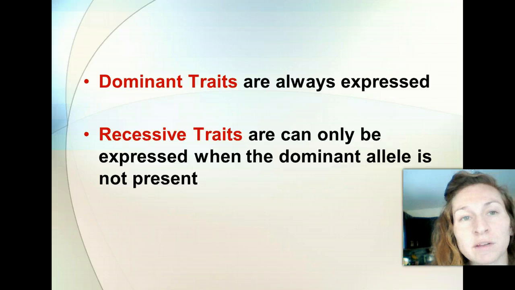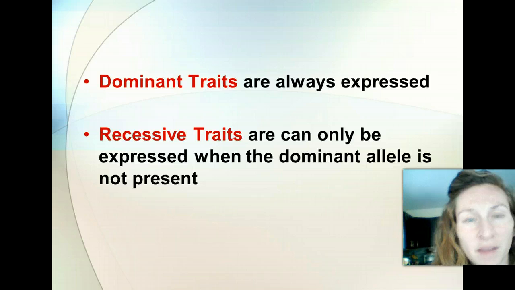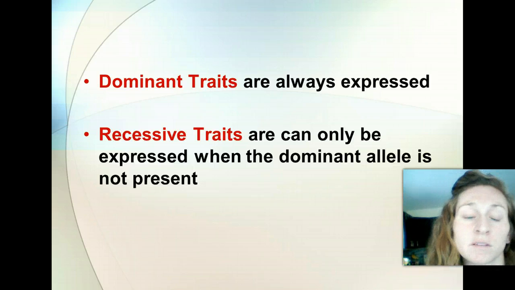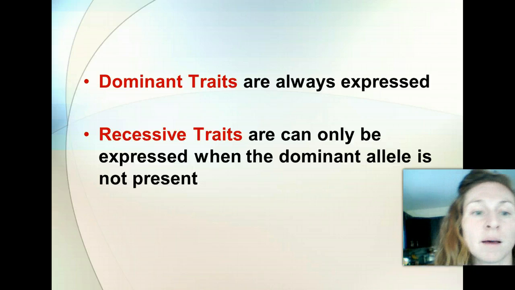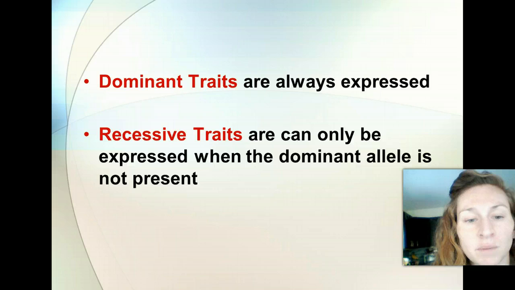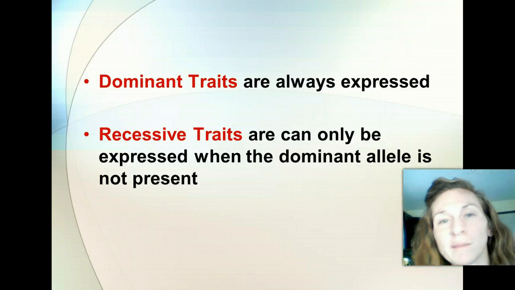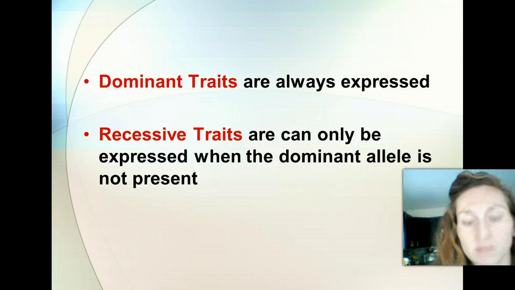So again, those dominant traits are always expressed, and I'm going to use the term always lightly because there are some exceptions to that rule once we get further on into the chapter. But generally speaking, with regular dominance, dominant traits are always going to be expressed. And then you have your recessive traits that are only going to be expressed when the dominant allele is not present. So you're going to have to get that recessive allele from both parents.